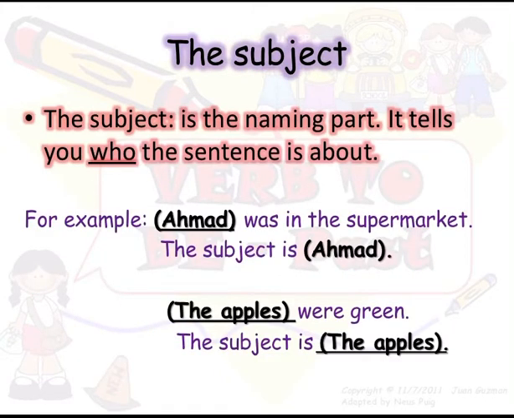Let's talk about the subject. The subject is the naming part. It tells you who the sentence is about. For example, Ahmad was in the supermarket. Here in this sentence, who are we talking about? Or who was in the supermarket? You have to say that Ahmad was in the supermarket. So here the subject is Ahmad. The apples were green. Okay, so here the subject is the apples.